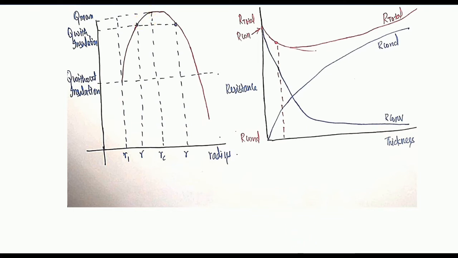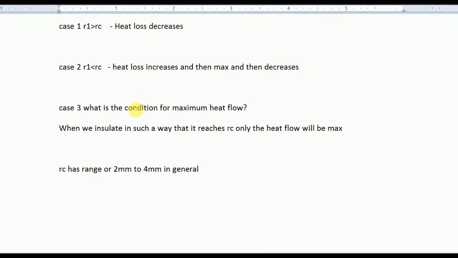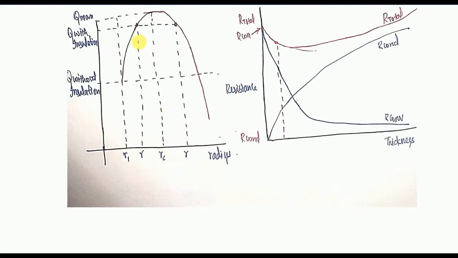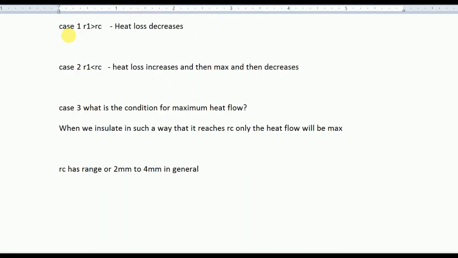Now moving on to the next thing, case 3. What is the condition for maximum heat flow? See, when we insulate in such a way that it reaches RC only, it will be maximum, nothing else. You can see here that the heat flow will be maximum at RC only. This is an important one-mark question. It has been asked in ISRO, BARC and so many exams. So only these are the 3 cases. In whichever examination you take, in these 3 cases only, every question is asked. So if you are confident on these 3 cases, we can address the problems very easily. Case 3, just by seeing the question, you can tell the answer.